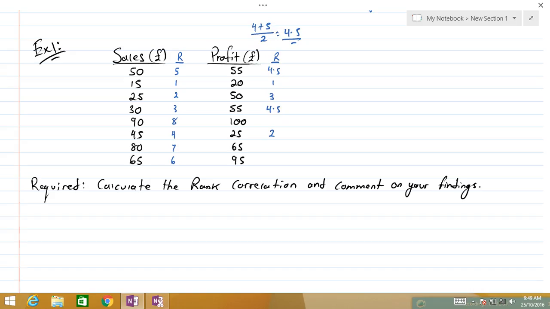Got it? It's supposed to be number 4 and number 5, correct? 5, 5, number 4, number 5. But you cannot give different rankings, am I right? Because both are the same value. So what you must do, you must give the same number. We take both numbers, divide by 2, and give the average ranking, which is 4.5, 4.5.